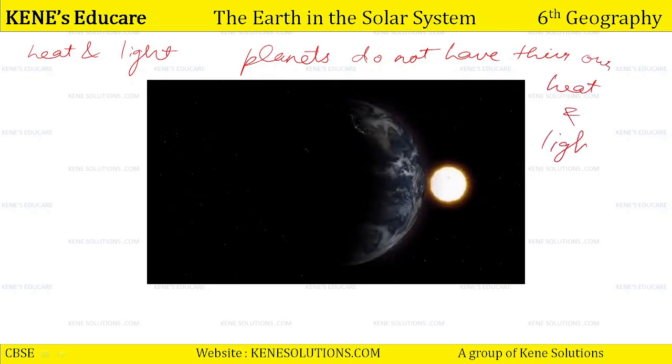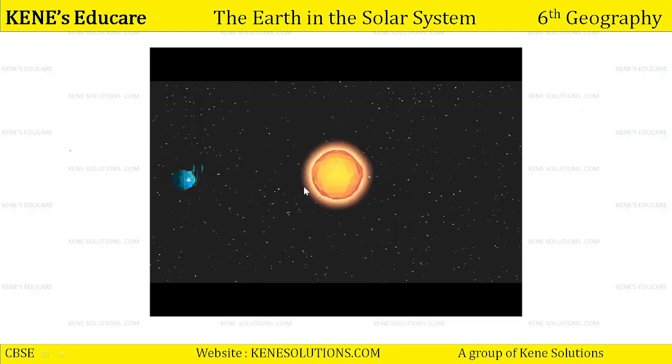They derive it from the star. और हमारा star कौन है? Sun है. जैसे हम heat and light लेते हैं. Nearest star हमारा sun है. Okay? As you can see in this graphic, ये sun है और ये earth, the planet.